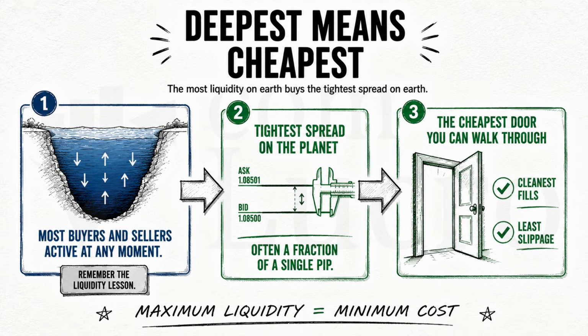And because it's the busiest, it's also the deepest. Remember our liquidity lesson? EURUSD has more buyers and sellers active at any moment than anything else out there. That depth is exactly why it carries the tightest spread on the planet, often a fraction of a single pip. So right away, EURUSD is the cheapest door you can walk through, and the one where your fills come back cleanest, with the least slippage. Every advantage we talked about last time, this pair has it in the largest possible dose.